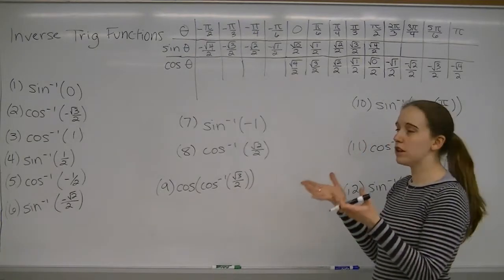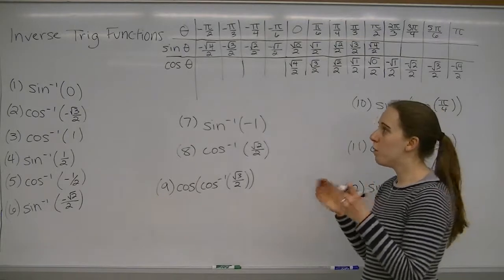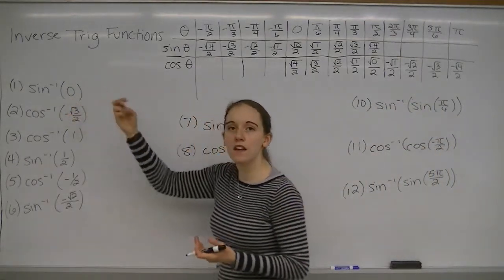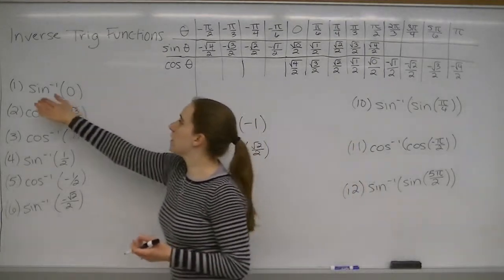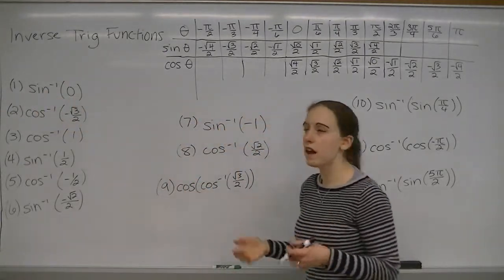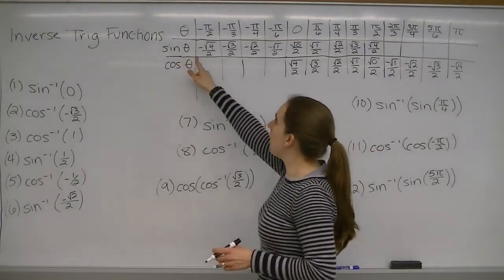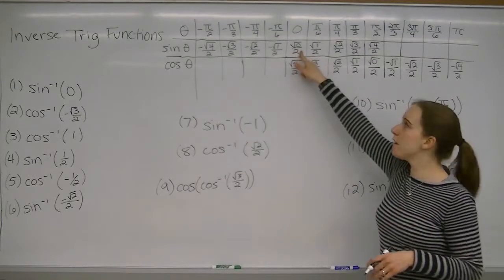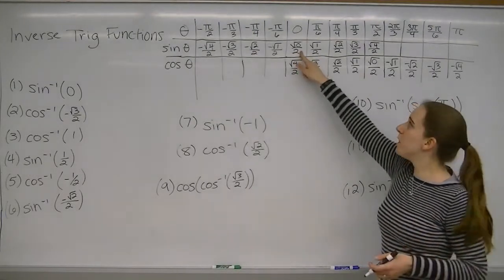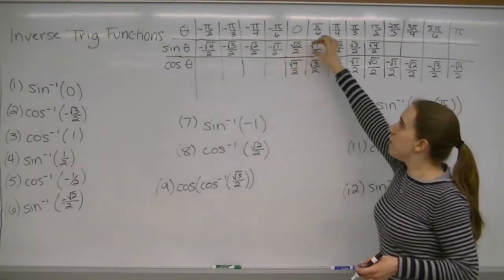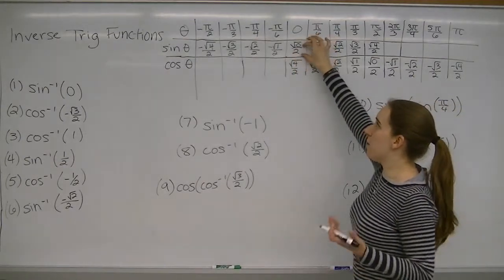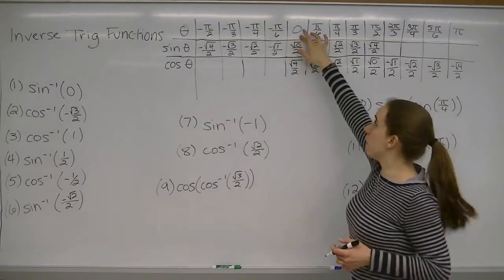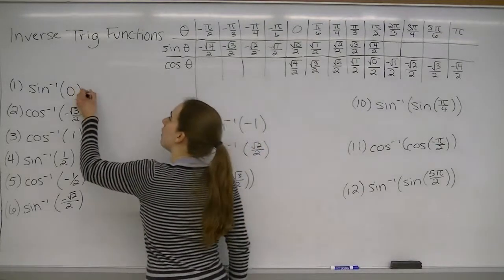Now it's just a matter of looking at our chart, figuring out where, for instance, 0 happens as a sine value, and getting the angle. So let's take this one, sine inverse of 0 or arcsine of 0. So I need to find 0 in the sine row of my chart. Well, it happens right here. The square root of 0 over 2 is indeed 0. So this is where the sine of some angle is equal to 0. So that's the angle I want as my output to my inverse. So 0 is my answer here.